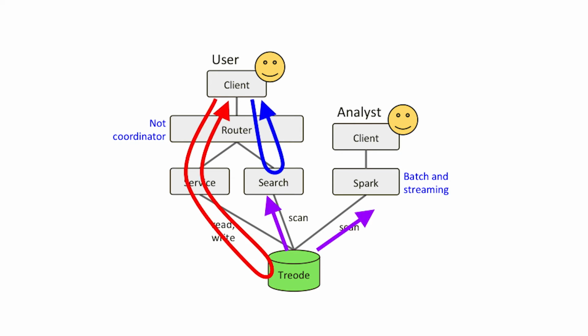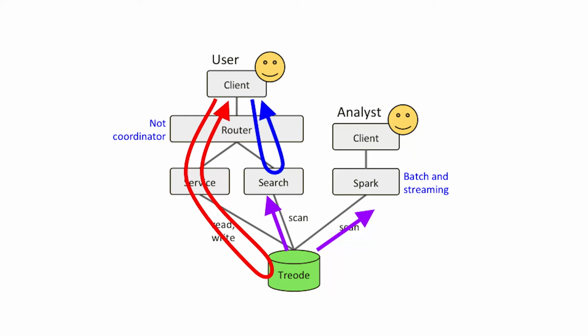Our transactional requests go through the middleware to the database and back. Requests for things like search go just to that service and back. Search refreshes itself periodically using scan, and Apache Spark serves both the streaming and batch analytics. Now we have a much more flexible system.